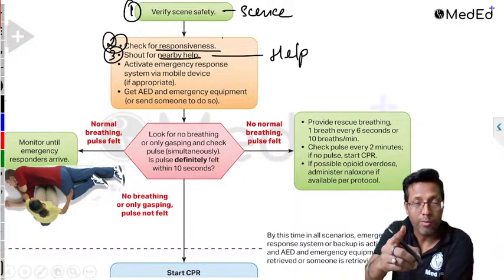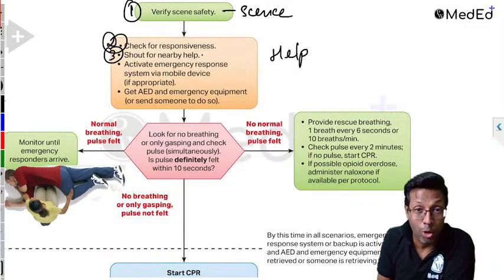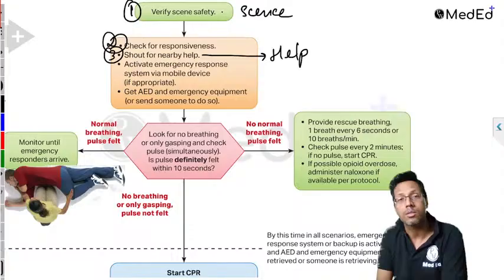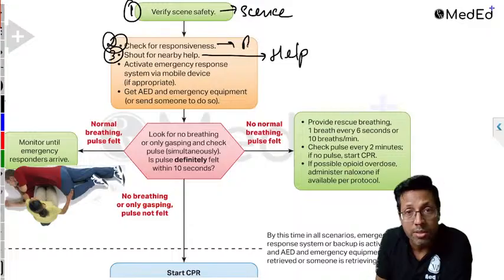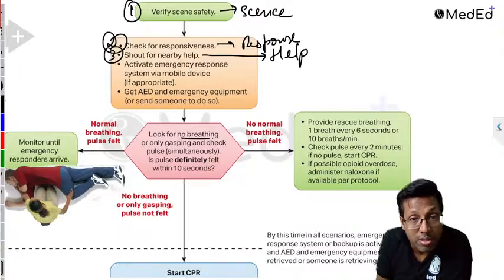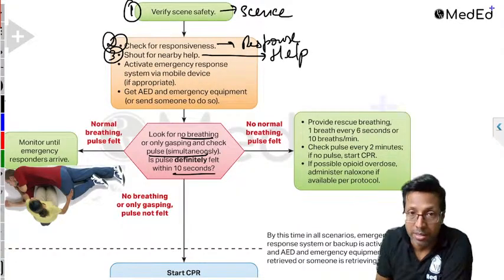The first step was scene safety. Before doing anything, the scene should be safe. You're aware, right? Before doing anything in life, the scene should be safe. Don't do anything without scene safety. Even CPR. Scene safety means it should be safe for the victim, safe for the rescuer, and take standard precautions. Don't add to the victim. Don't make two victims over there. Right? Check for response is the second step. The third step is call for help. Until now, you've not checked for breath and pulse. The fourth step is where you check for the breath and pulse simultaneously in 10 seconds, right?